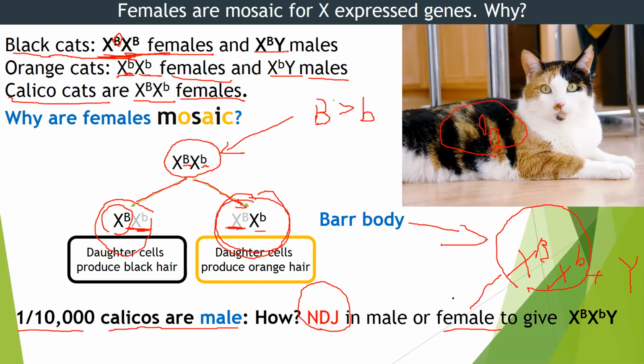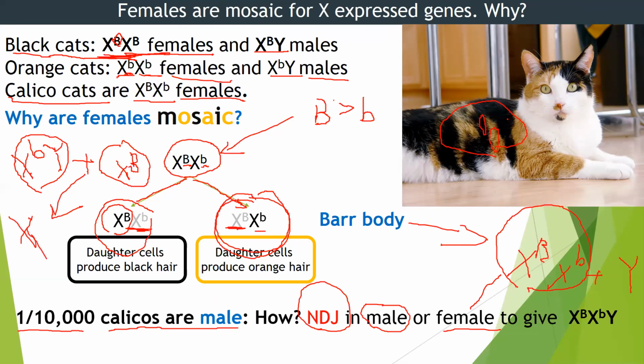And there's another possibility: the non-disjunction can also occur in the male, which means the male cat can produce, for example, this gamete, and the female can produce this gamete, and these come together to form a zygote like this. But this situation is very rare. All right, very good. Any questions here?